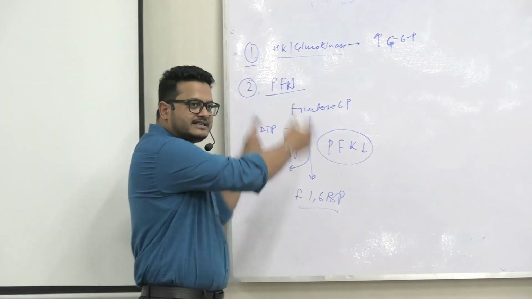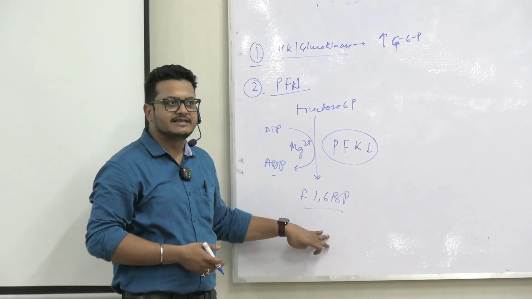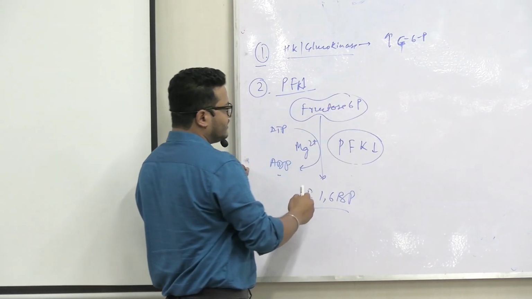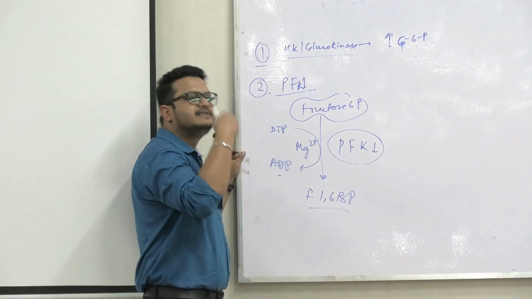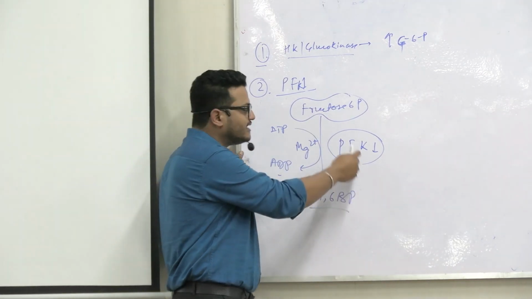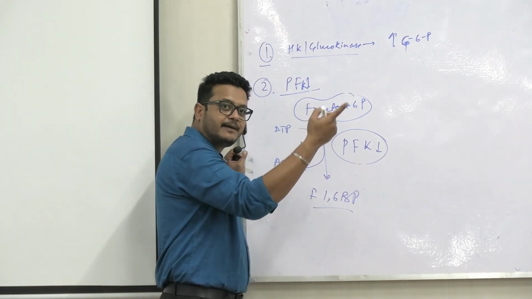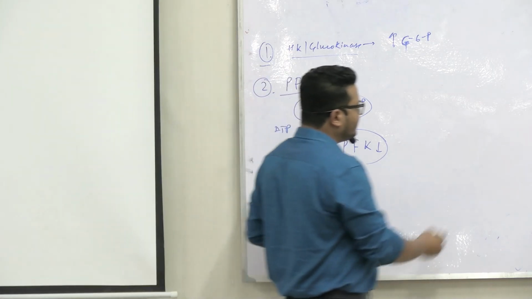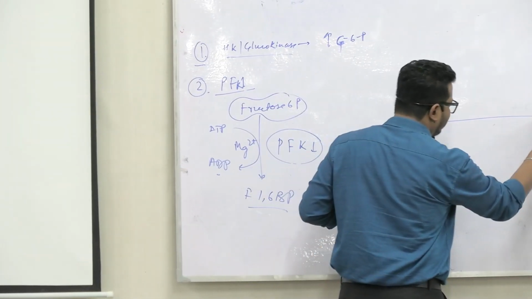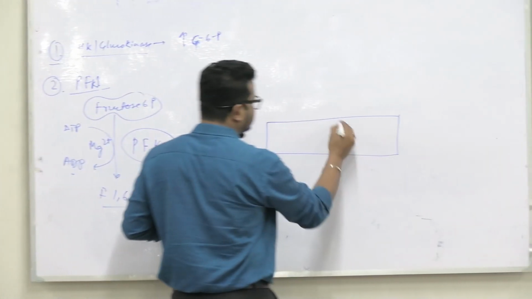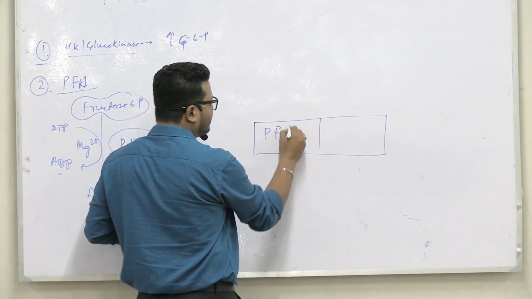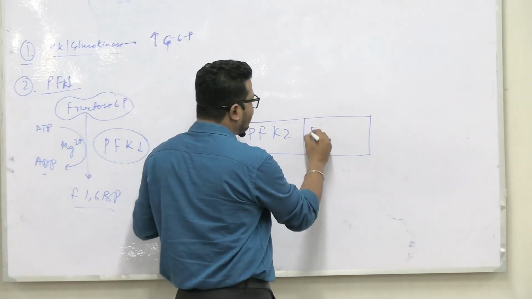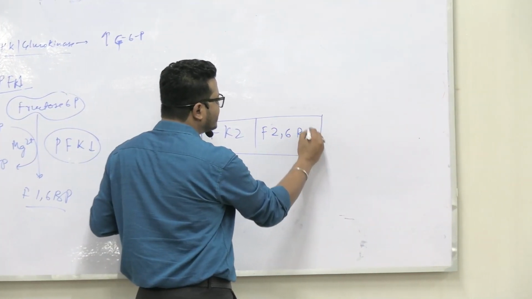In general, we see the picture like this. Fructose 6-phosphate converts into fructose 1,6-bisphosphate. But before fructose 6-phosphate is changed into fructose 1,6-bisphosphate by PFK1, something else is happening in the background. What is that? There is a bifunctional enzyme. This bifunctional enzyme has two enzymes, PFK2 and the other is fructose 2,6-bisphosphatase.